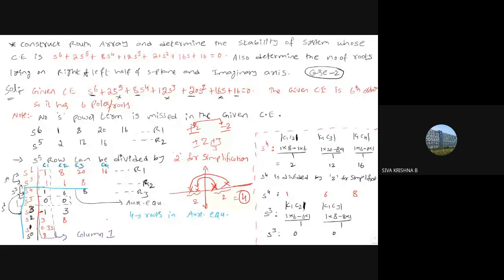If there are no sign changes here, simply place them on the imaginary axis. We place them simply on the imaginary axis if there are no sign changes in the first column of the auxiliary roots. That is the mandatory thing you have to check. This is all about case 2.